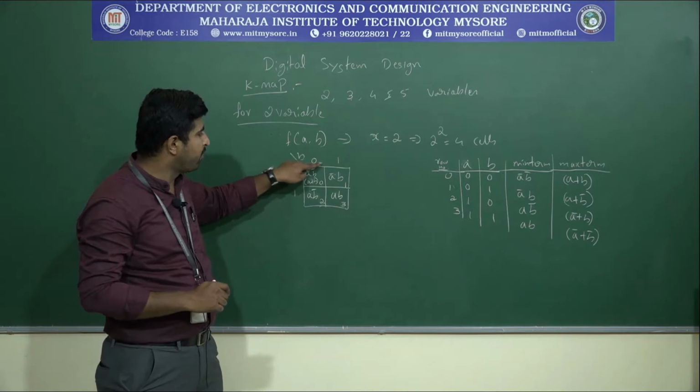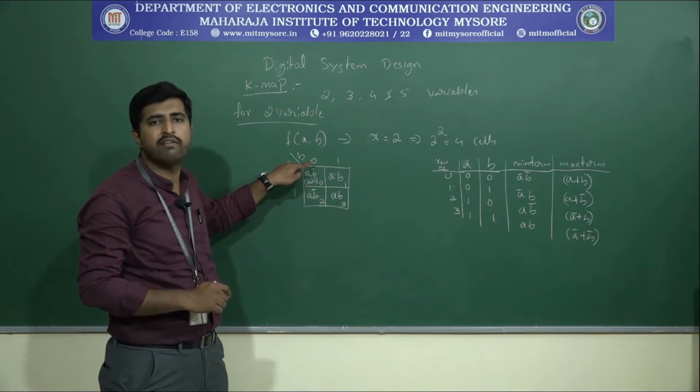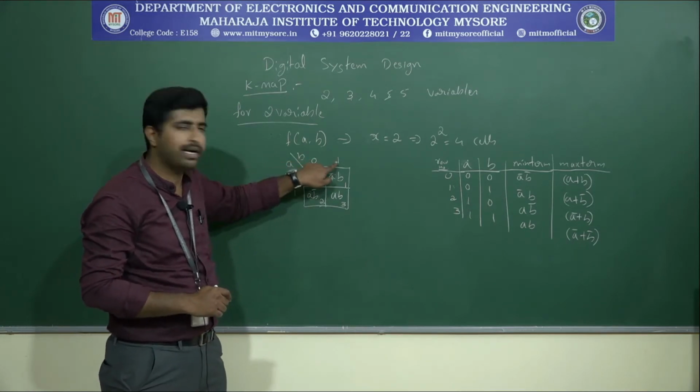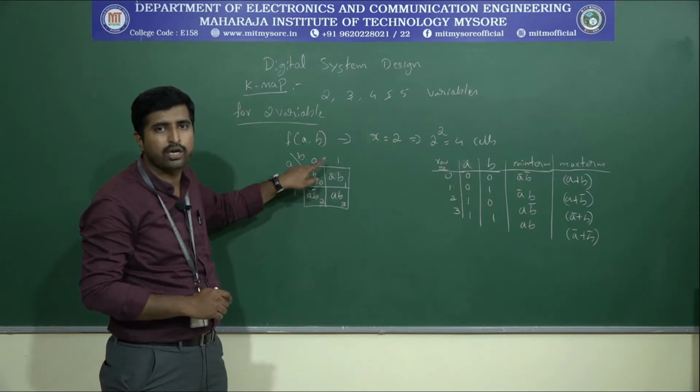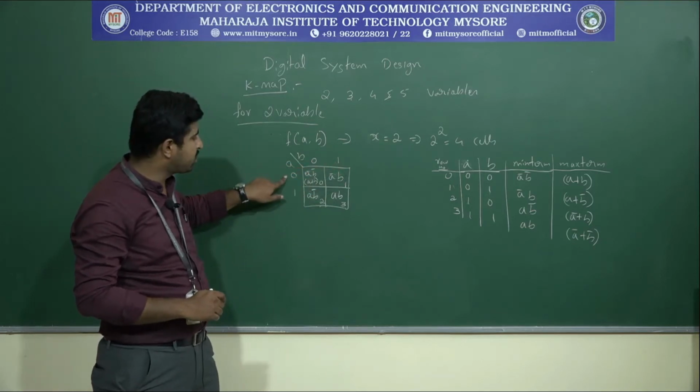Above that will be the values of the variables. So B can take a 0 or it can take a 1. Similarly A can take a 0 or 1.